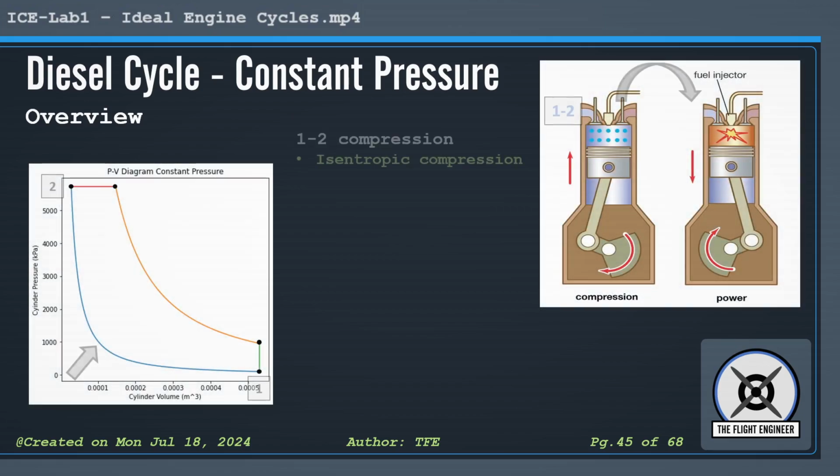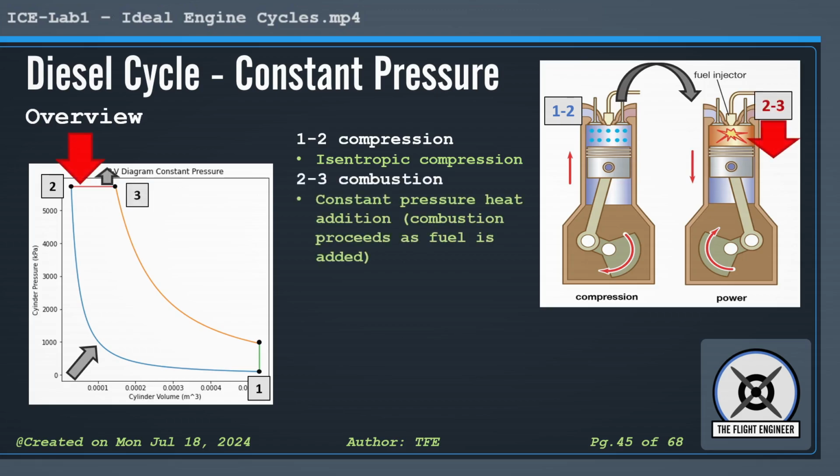From 1 to 2, we have the compression stroke, which will be treated as isentropic compression once again. This section is identical to that in the constant volume cycle. The main difference from this cycle comes from 2 to 3, during the combustion event. Last time, we modeled the combustion as heat being added to the system at constant volume. In this case, we'll model the perfect heat addition over a constant pressure while letting the volume change. This is where the constant volume and constant pressure names of the cycle come from.